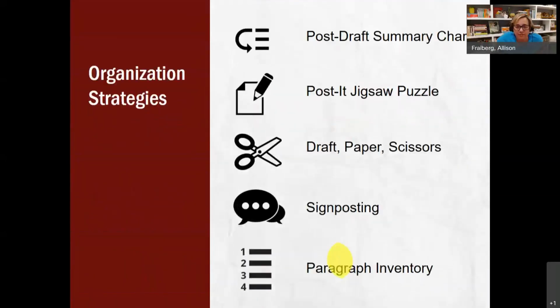And we'll finish off this lecture. I'm going to introduce you to 5 organization strategies that you can try depending on what speaks to you, how you like to work. So one, a post-draft summary chart; a post-it jigsaw puzzle; something I call draft paper scissors; some signposting; and a paragraph inventory. You can see I like inventories a lot.